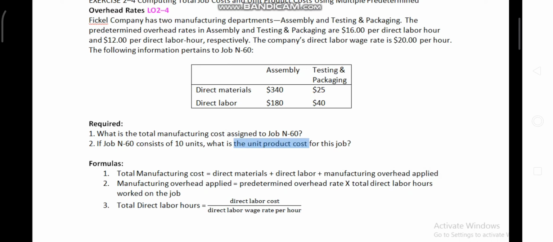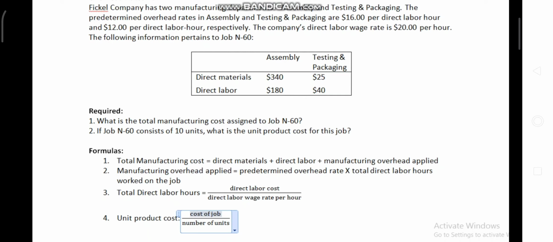Now the second requirement also needs one formula. The unit product cost has its own formula. Let's list that down too. Unit product cost equals cost of job divided by number of units. Now we have our formulas listed. It's better to list the data given here for our convenience instead of just finding it here and there throughout the solution.